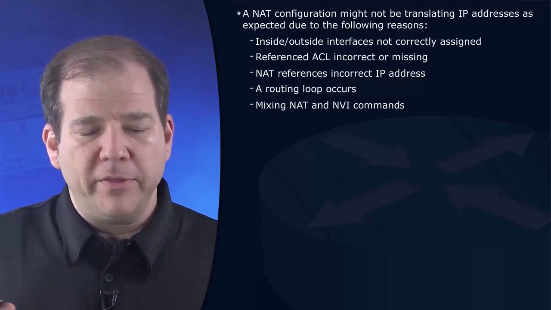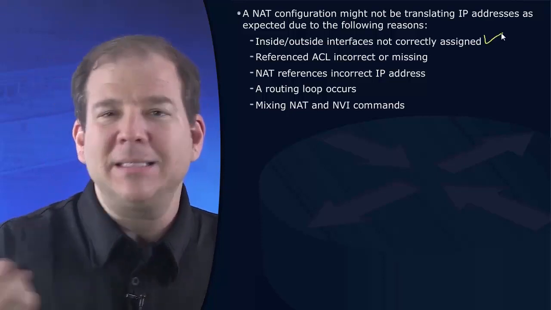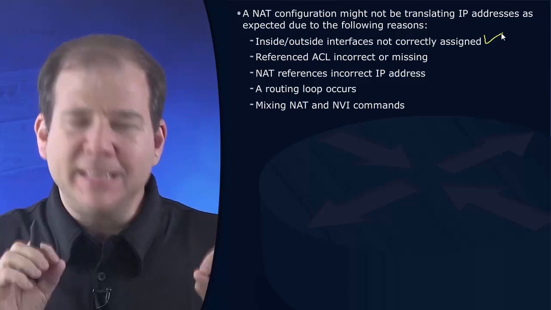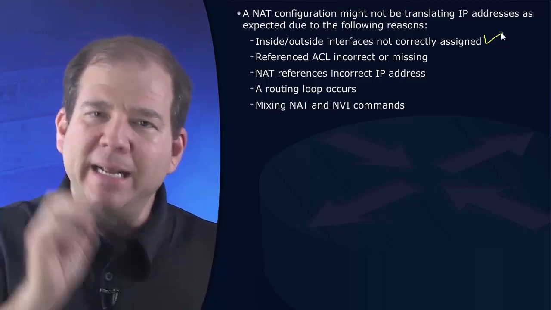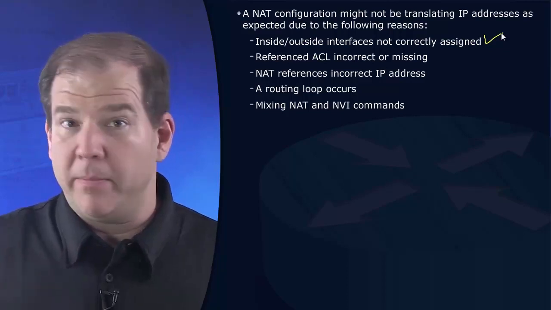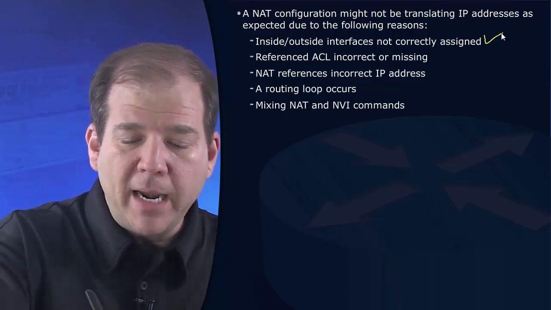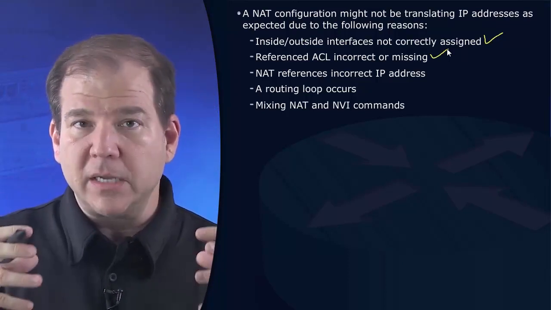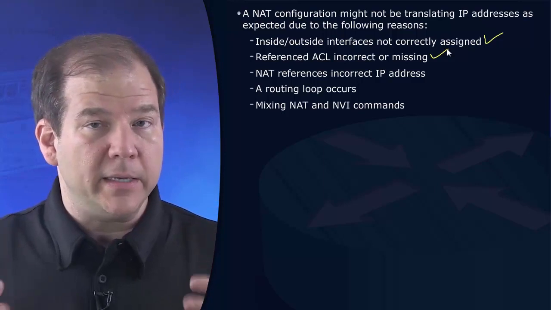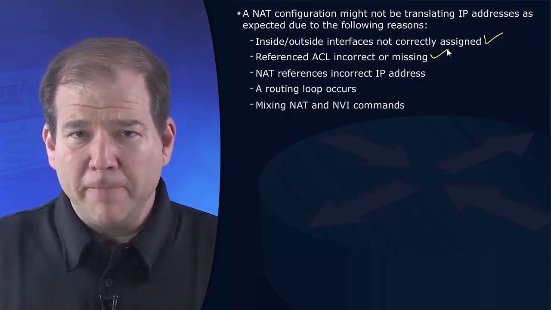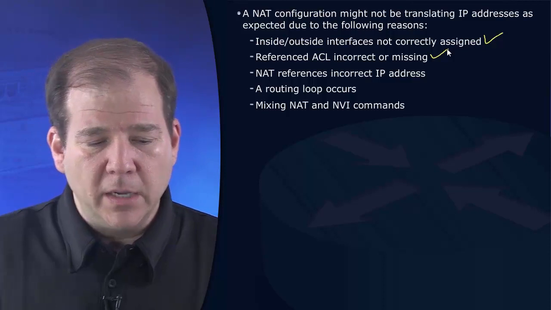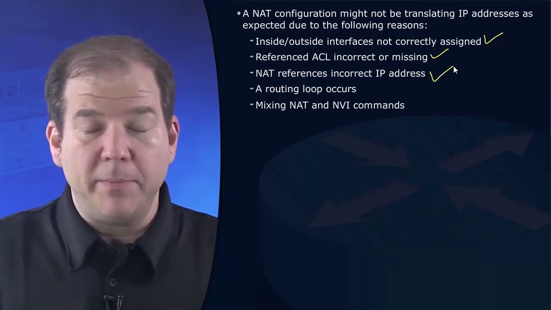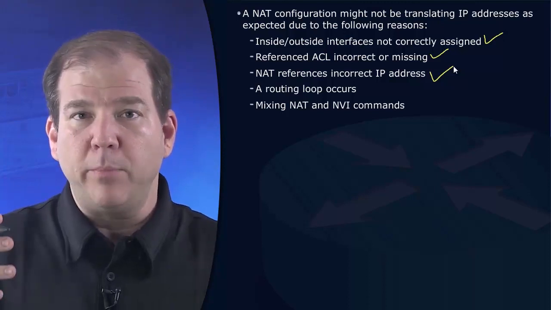What might go wrong with NAT? Well, with classic NAT, as we're going to call it, we have a designation for an interface to say that it's an inside interface or an outside interface, and maybe that's set up incorrectly. We might have an access control list configured that defines the pool of inside local addresses that we're going to be translating into inside global addresses, and maybe it's wrong. Maybe we're not giving a correct ACL reference. We might specify incorrect IP addresses as we're setting up a static NAT statement, or we're specifying a pool of inside global addresses.